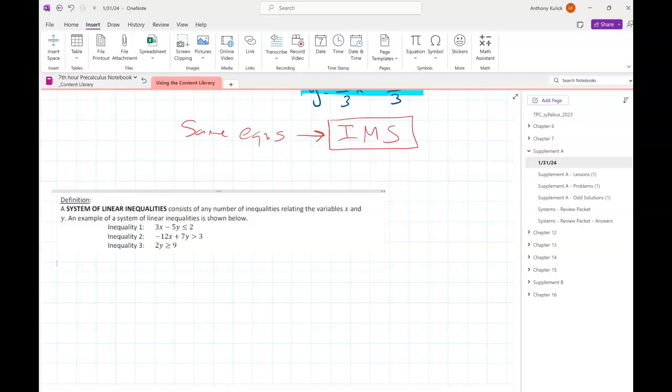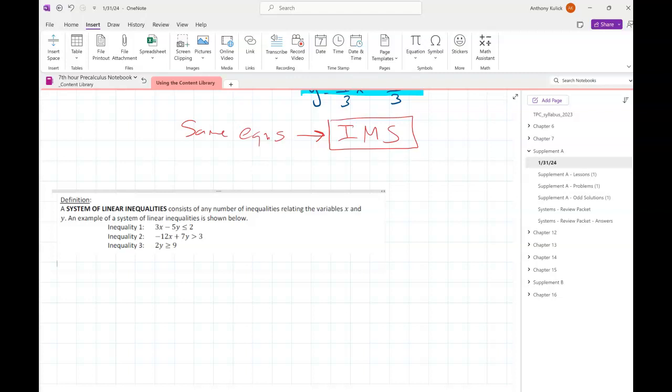And almost every system of linear inequalities is going to be either infinitely many solutions or no solution. Well, Mr. Kulik, that's pretty dumb. Couldn't I just say IMS for almost all of these? Here's the thing. We're going to want to be specific about where those infinitely many solutions lie, right? Because infinitely many solutions doesn't mean that everything is an answer. It just means the answers that there are, there's infinitely many of them, right?